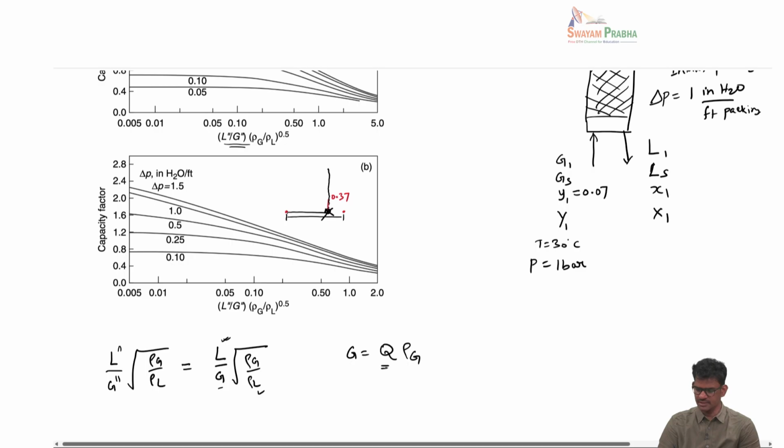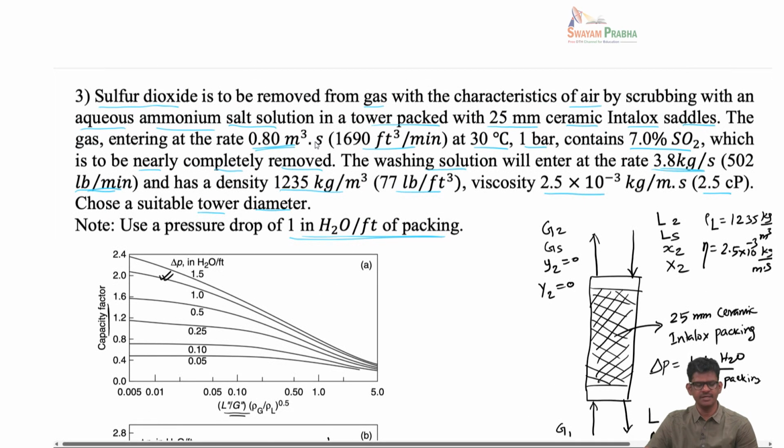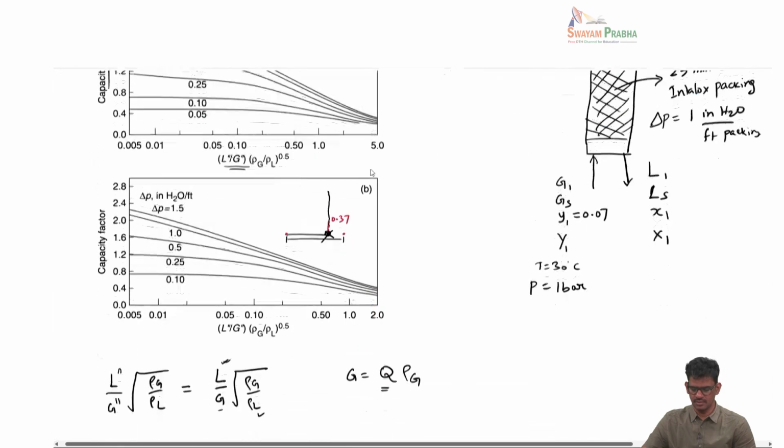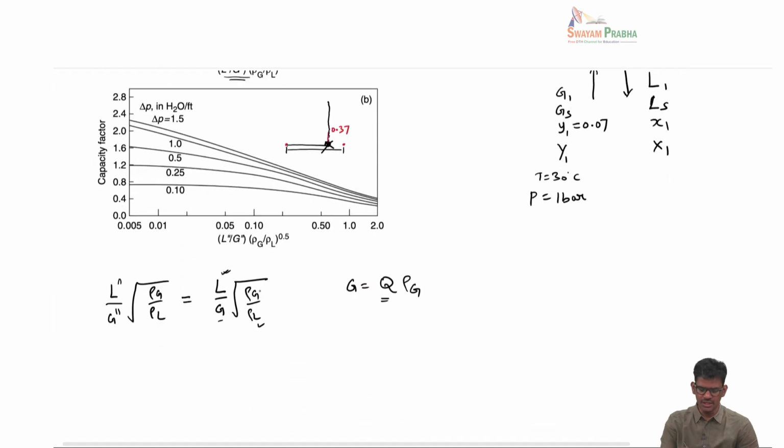This Q is given as 0.8 meter cube per second. Rho G is something we need in this term as well as in this term, so we have to calculate it. To calculate rho G, the temperature and pressure of the inlet gas are given, so we can use the ideal gas law and then get the density. The density is a mass density, kilogram per meter cube or pound per feet cube.